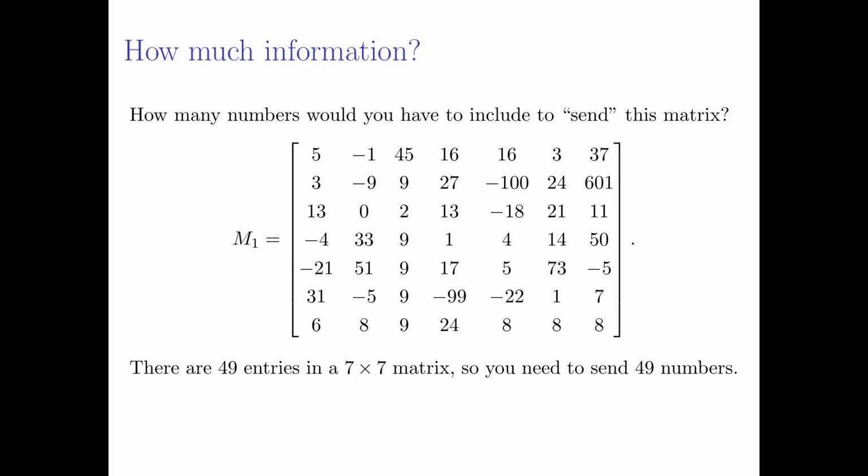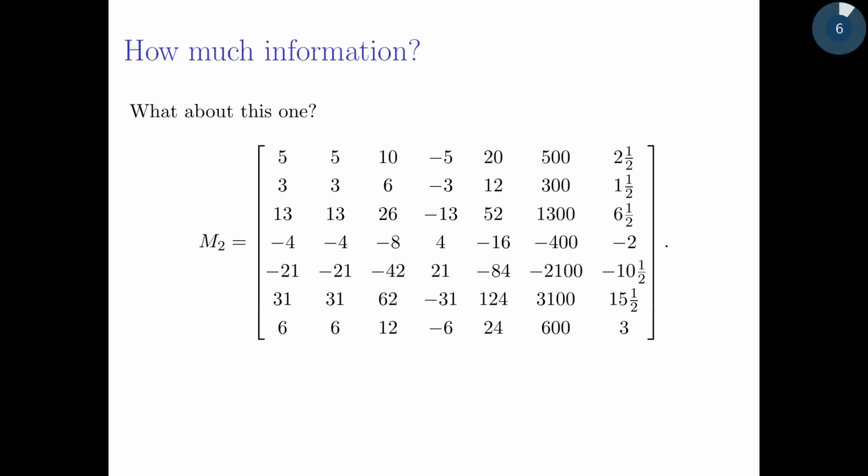Now, let's take a look at this matrix, M2, also 7 by 7. And I ask you, how much would you have to say over the internet to your friend who you wanted to communicate this matrix to? If you said 49 entries again, because it's 7 by 7 again, look at it again.